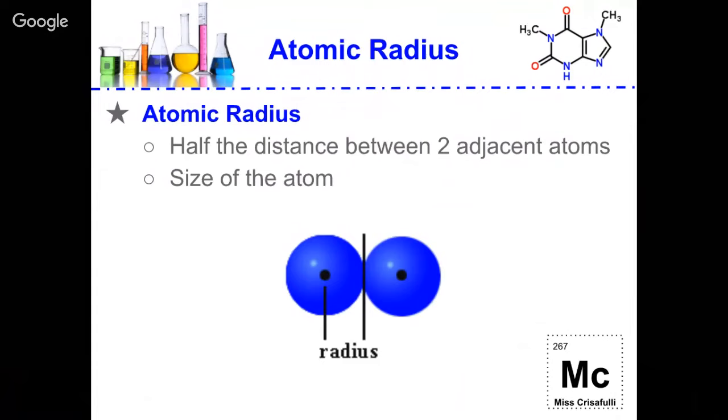Let's start with the first one, atomic radius. Atomic radius is half the distance between two adjacent atoms. So basically, what is it? It's the size of the atom. If we look at this picture, the radius would be between the center of that atom on the left to where those two atoms are touching. That would be the radius. So from the center of the atom to the furthest most electron.